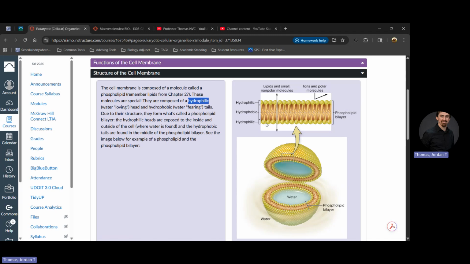These two layers of molecules, with the inside being hydrophobic and the outside being hydrophilic.